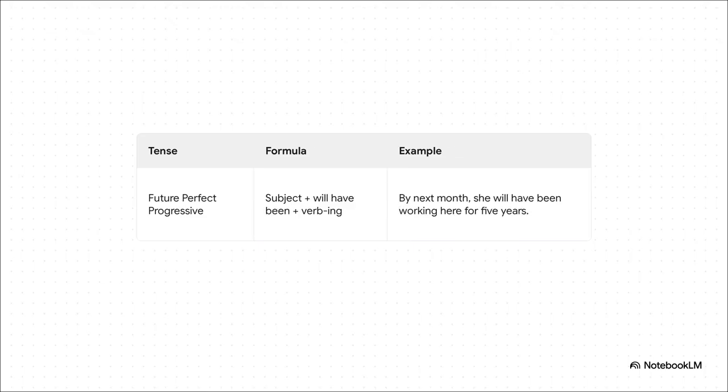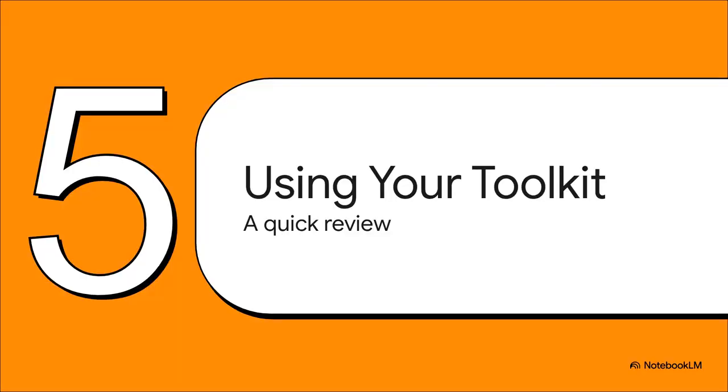And here we are, our final tense, the future perfect progressive. This one projects us into the future to talk about the duration of an action leading up to that point. By next month, she will have been working here for 5 years. So we're looking ahead to next month and measuring that whole 5-year span of our ongoing work up to that moment.